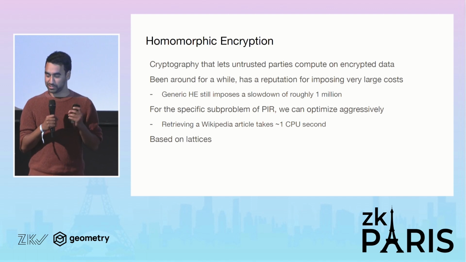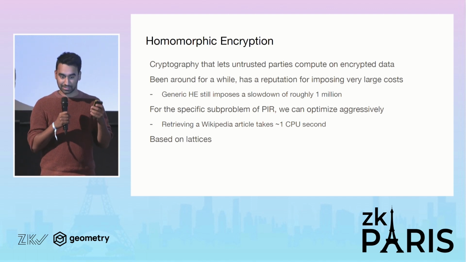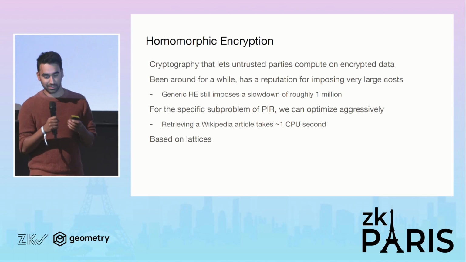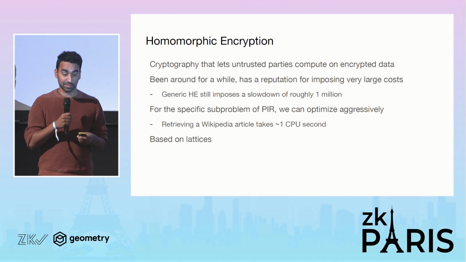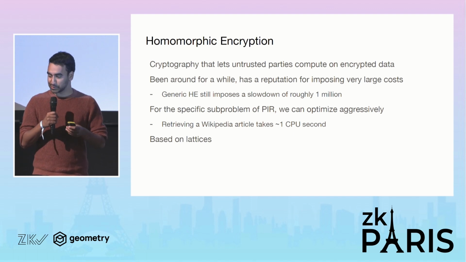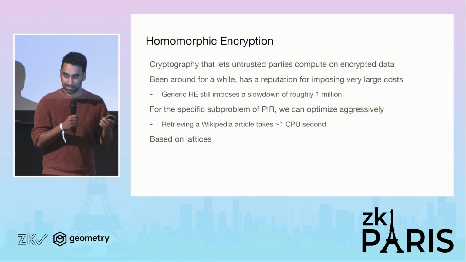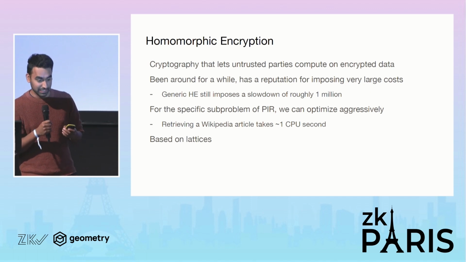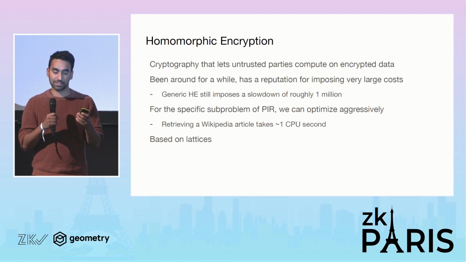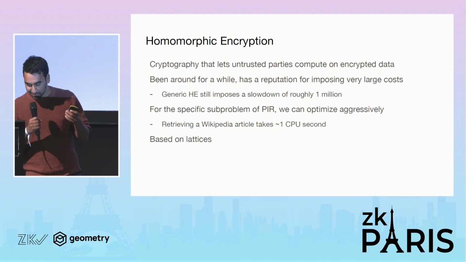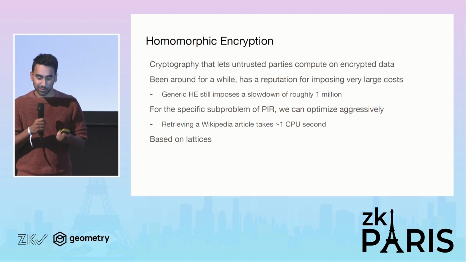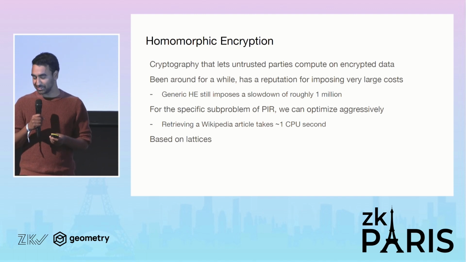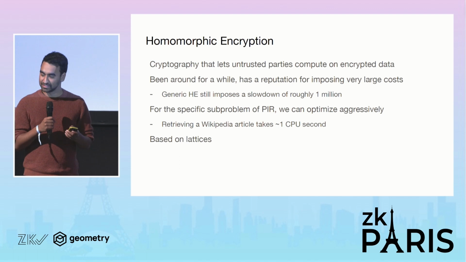There's some good news, which is for a very specific kind of circuit, a very specific kind of computation you want to do on encrypted data, we can do much better than 1 million. Basically, we can do a lot better. And the specific application is if we do this PIR thing using homomorphic encryption, we can go really fast, and we can be really efficient. As a side note, it is based on lattices. So fun fact, it's also post-quantum cryptography. In the event someone builds a quantum computer, we will be using something like this.